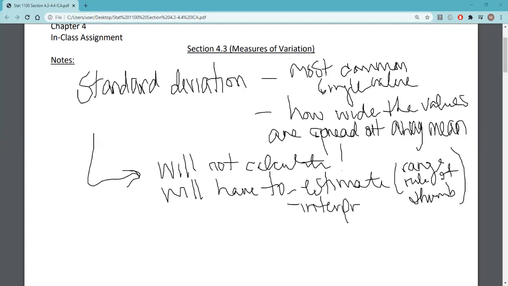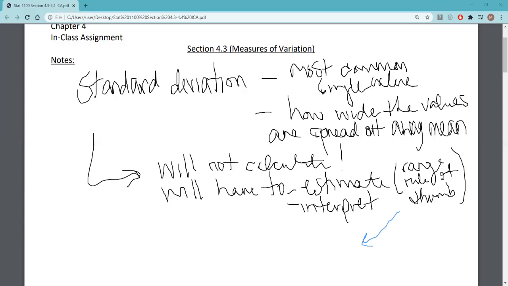So let's say, for example, I give you a standard deviation or give you two different standard deviations. I might ask which data set is more variant from the mean, or what does it mean to have a low standard deviation? So you'll be asked interpretation type questions. So it is important to understand the concept of a standard deviation, but I don't think that it's necessary for this course to be able to go through and calculate it by hand. So the range rule of thumb is going to be the way to best estimate.